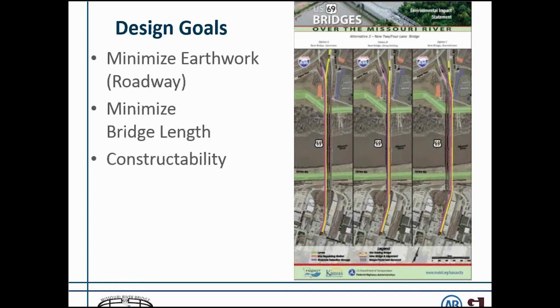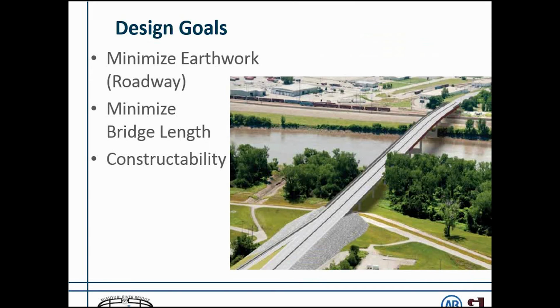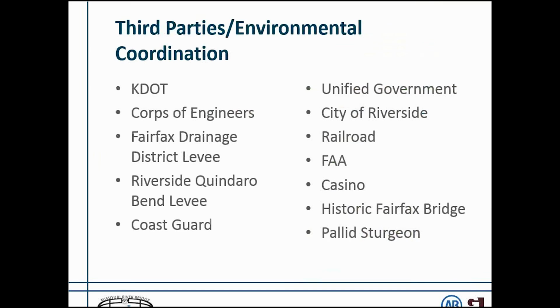So our design goal in trying to come up with the most economical structure is we wanted to reduce earthwork, minimize bridge lengths, and have a constructible project. So we looked at different alignment alternates, and we wanted to maintain the same alignment that the existing bridges were on. And this is what we proposed for the project. So we had a lot of stakeholders on this project that required a lot of coordination, especially with the levee districts and the railroad as far as bridge design.